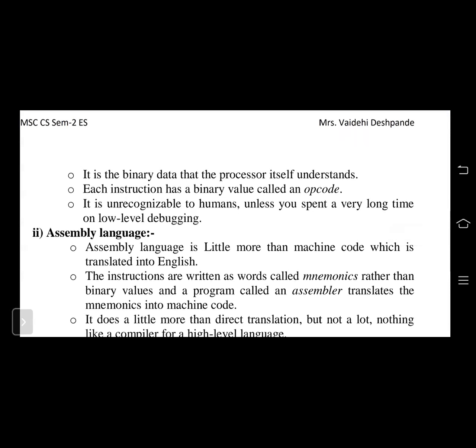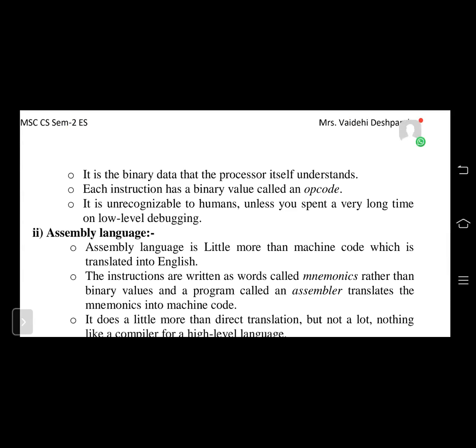C or Java, these are high level. C is the middle level, Java is a high level language. In these programming languages you are writing your code directly in English. Even if you are using a function, you are writing a printf. These things are understandable by you as a programmer, but the machine does not understand this.